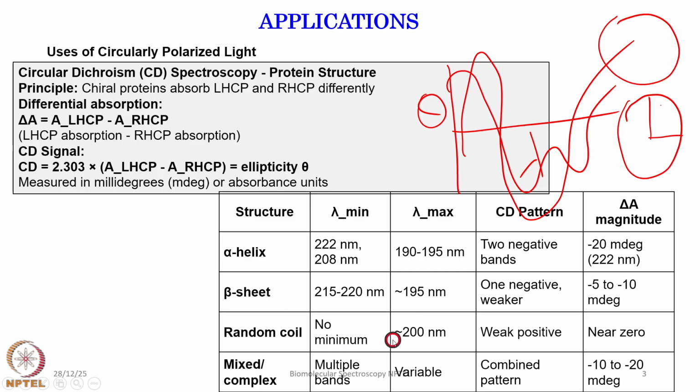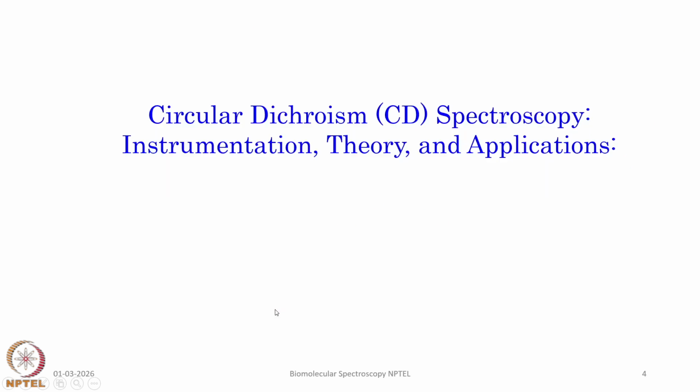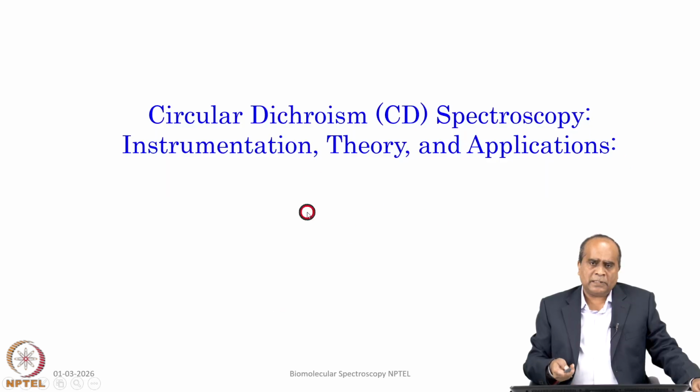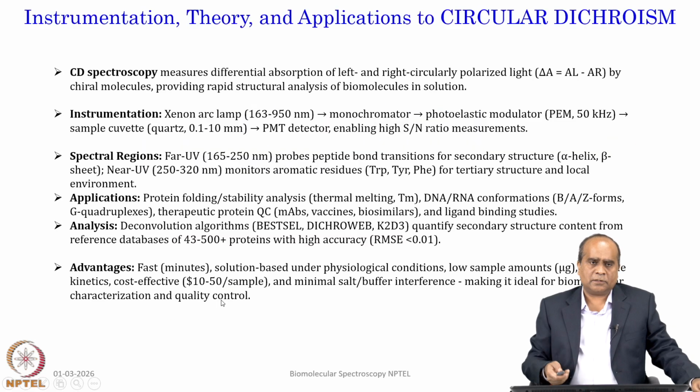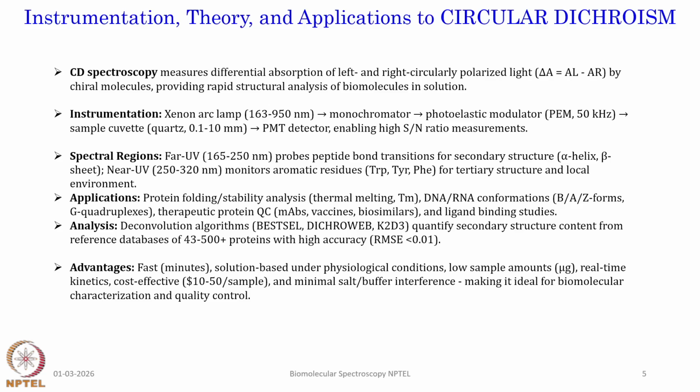Random coil has no minima, lambda max 200, a weak positive near 0, and in mixed structures you get multiple bands, a variable combined pattern. If your protein is mixed, you need to really deconvolute each of these components, and that is again a very important one. So, that is what we are going to talk about: a little bit of theory, implementation, theory and application of circular dichroism in protein structure determination.